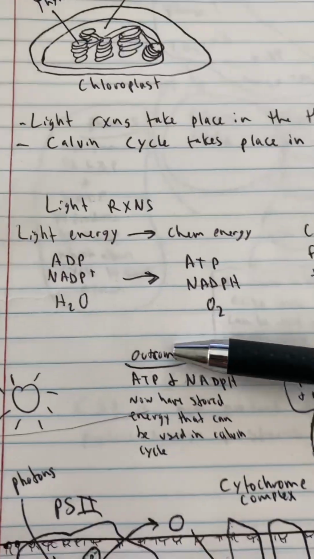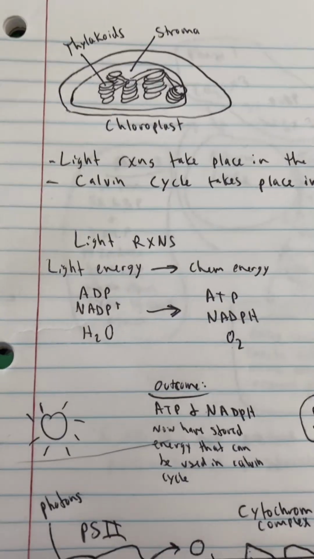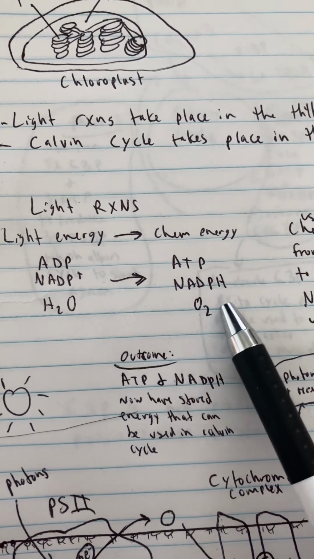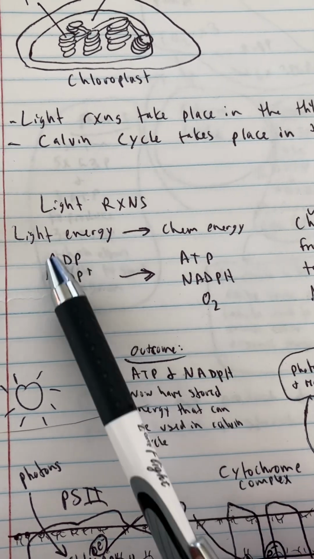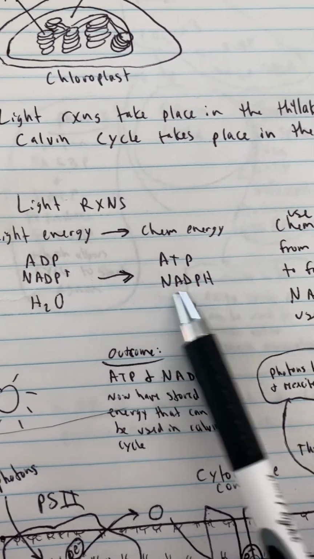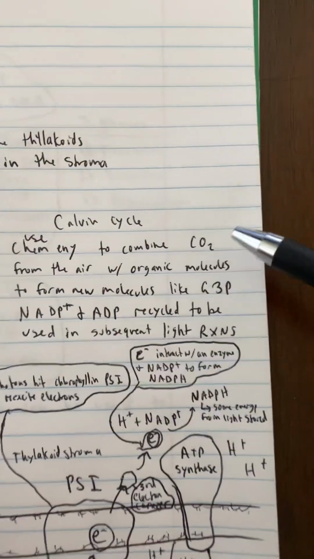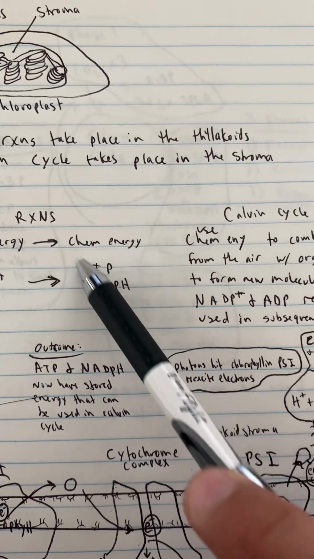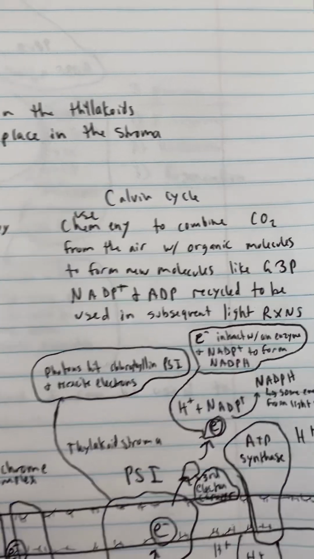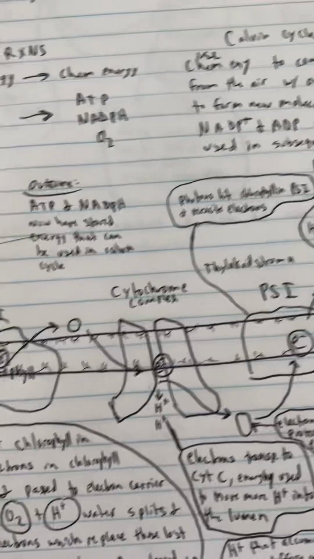So, quick overview. The light reactions take light energy and basically transform it into chemical energy. You can see the reactants and products there: ADP, NADP+, and water will be transformed into ATP, NADPH, and O2. Then the Calvin cycle is going to use that chemical energy that was created over here to combine CO2 from the air with organic molecules and form new molecules like G3P. And we'll get into more detail on that in a sec.